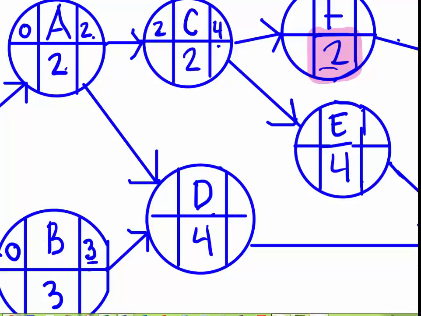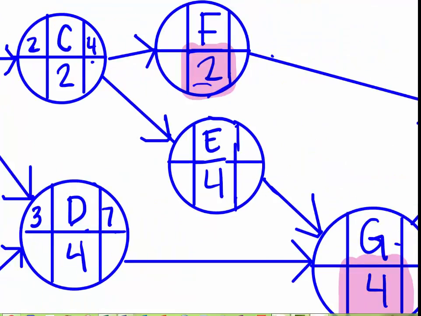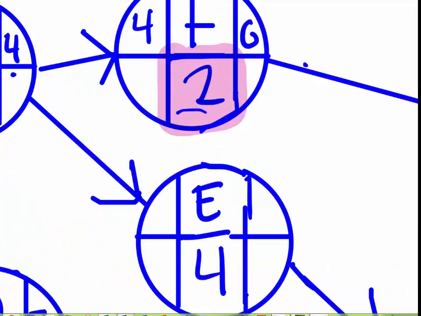We take the larger of the 2 on the forward pass. 3 plus 4 is 7. So now we're set there. Go back up here to C. C, we're going to carry over to F with the 4, the earliest finish of C, and then we're going to add 2 to that. That makes this 6 here, which is different than the previous way we had done this. And then we're going to bring this 4 down here, and 4 plus 4 will be 8.